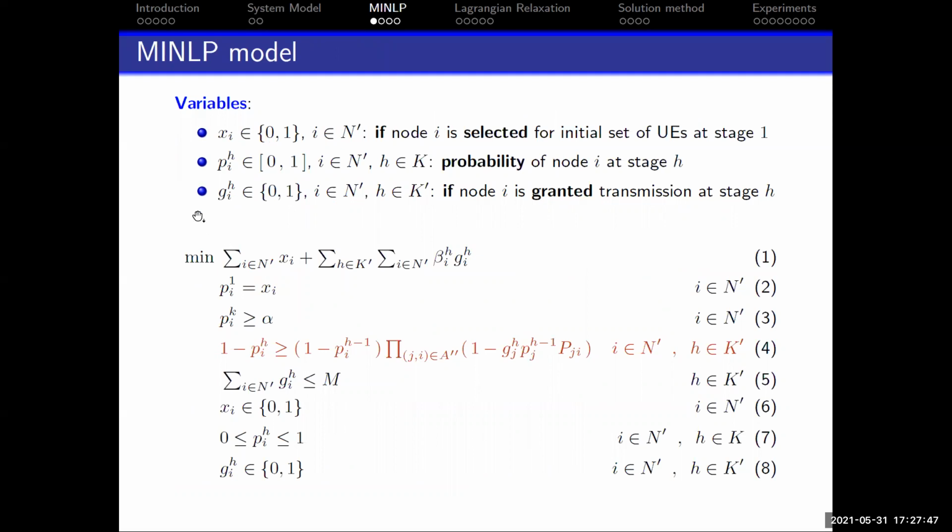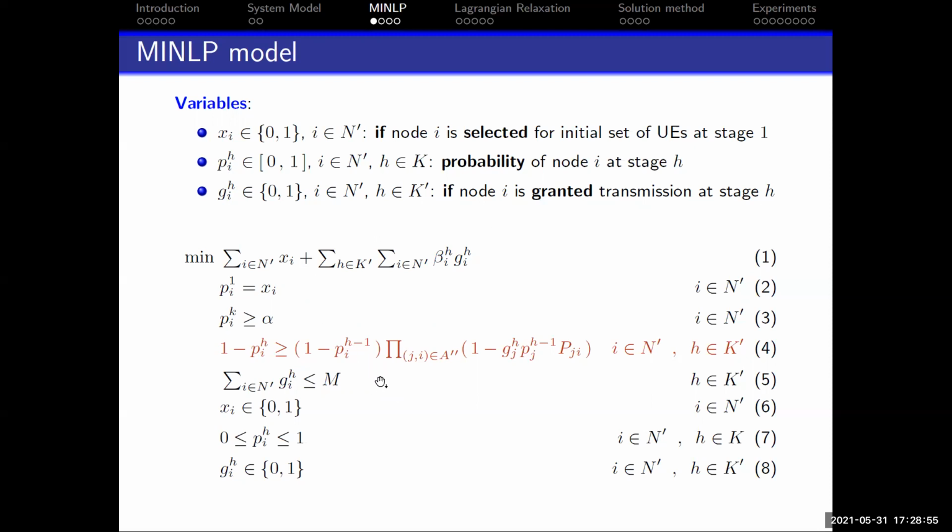So now we come to the mixed integer nonlinear programming model. We have 3 different types of variables. X variables that are binary correspond to the first stage variables. So these are variables which select the user equipments that receive the message with probability 1 at the very first stage. Then for the following stages, we have 2 different types of variables: probability variables, which are continuous in [0, 1], and grants variables, g variables, which for every node basically map if that node is granted transmission in a particular stage. So we have 2 indices, node i and stage h. So this is the probability of receiving the message at stage h for node i, and this is 1 if node i is granted transmission at stage h, 0 otherwise.